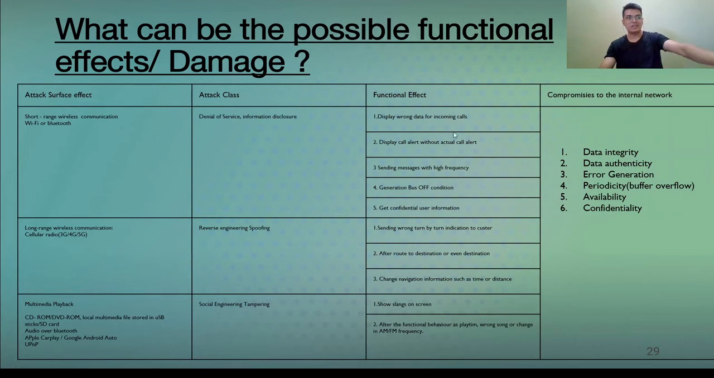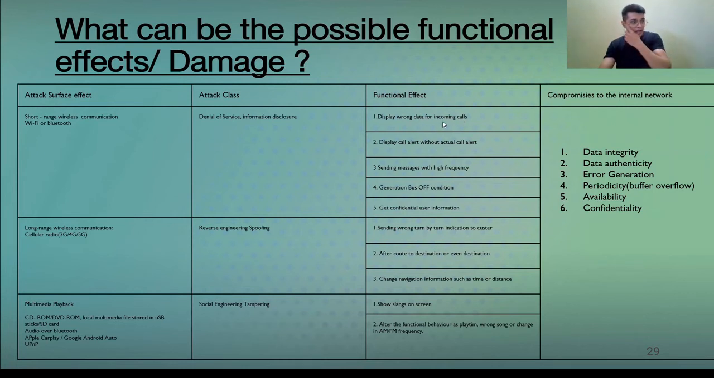And when you identify these functional effects, these are the damages that you identify. You identify what is the percentage of impact. So you identify a number from 1 to 5, and you give a number of impact. Let's say displaying wrong data of the incoming call is not a major impact. It is not going to threaten the life. So its rating could be 1.